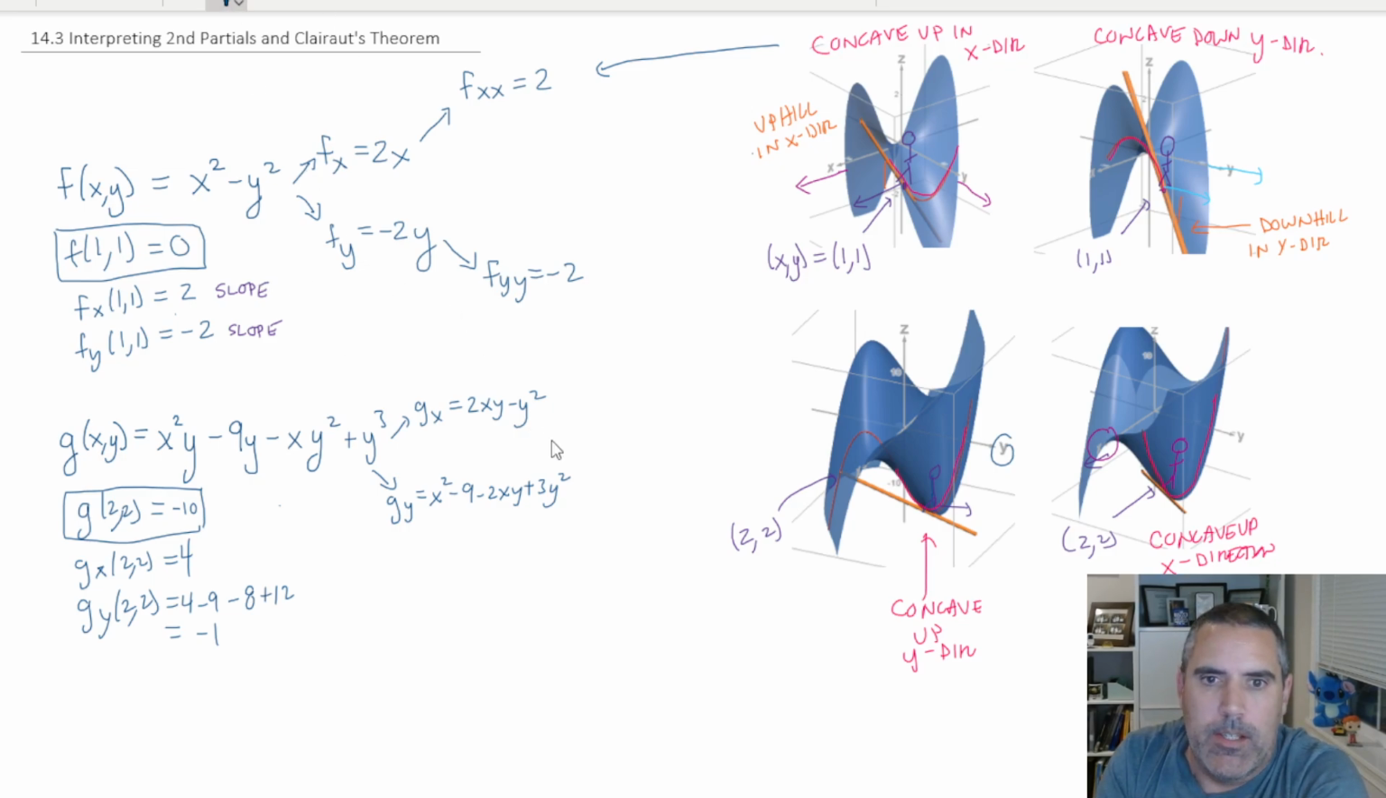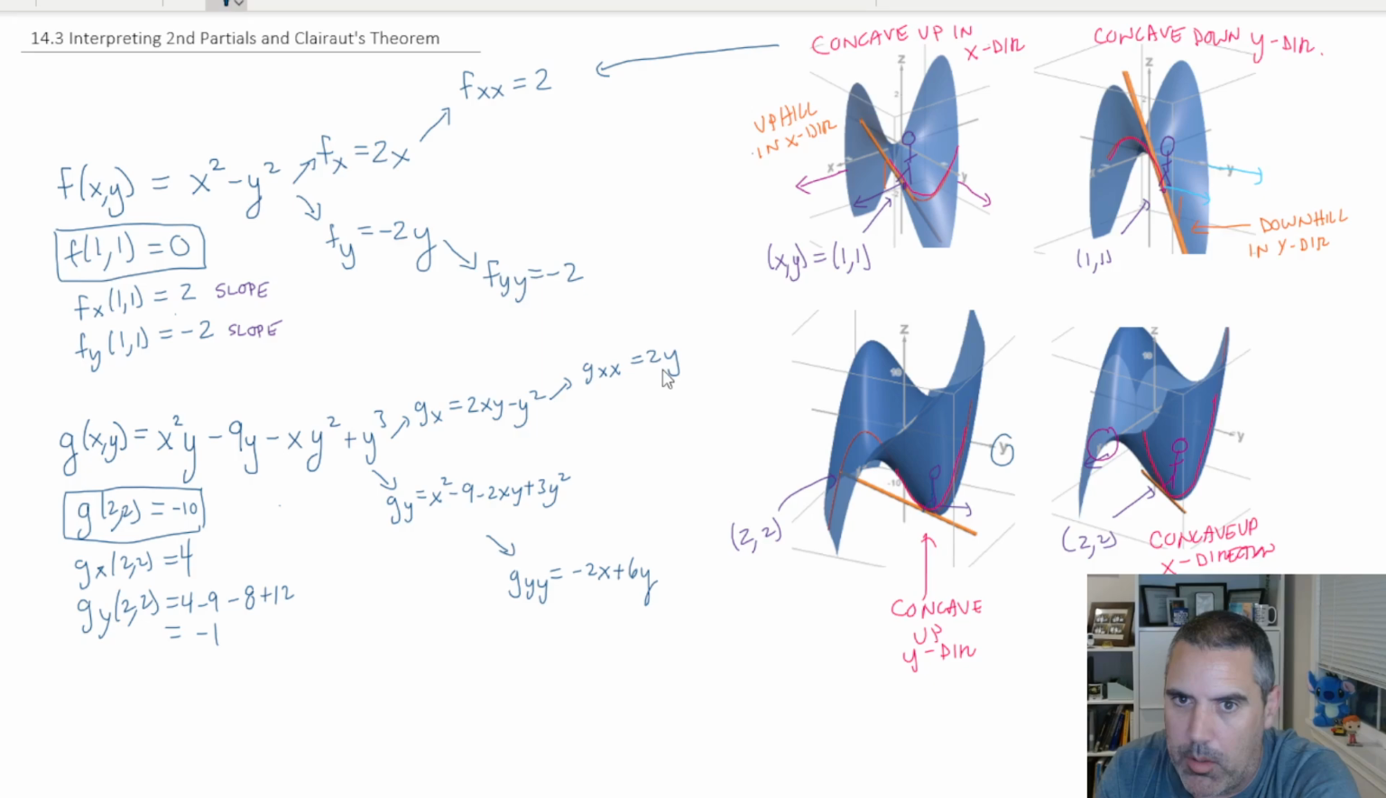Okay. And similarly, you can do g twice. I'm leaving something off, but we're going to come back to it. This is 2y. And you can do y twice here. And that's going to be negative 2x plus 6y. And at 2, 2, you get that this is positive. So it's concave up in the y direction if I plug in a 2 there. At 2, 2, you get negative 4 plus 12. So it's positive 8. It's concave up in the y direction. Those are positive. Okay, what I've left off is what we call the mixed partial.